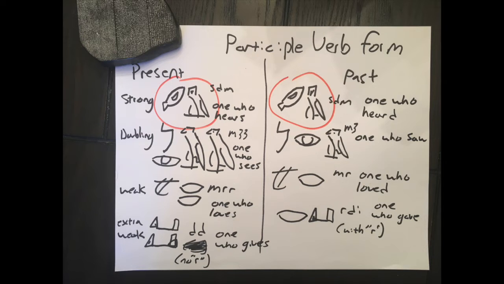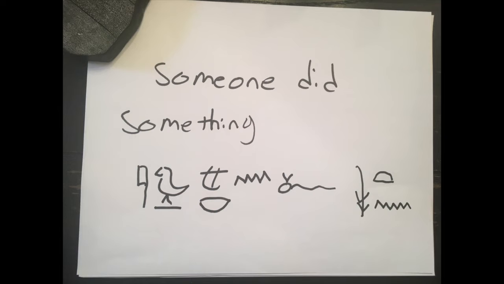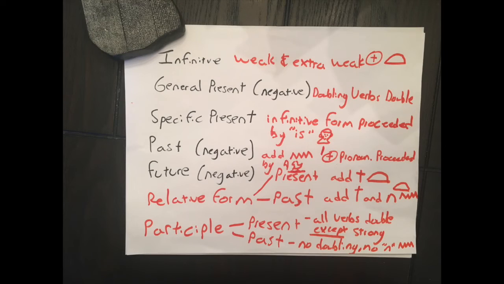And the cousin of the relative form is the participle verb. So participle verbs, which double in the present and don't double in the past, except for the strong verb, which doesn't double, this means someone did something. Someone loved, someone favored, someone praised, someone ran. All right, so that's how it fits into the sentence.